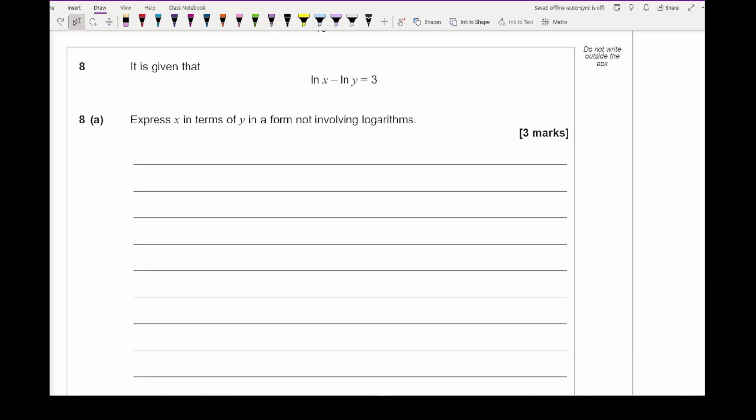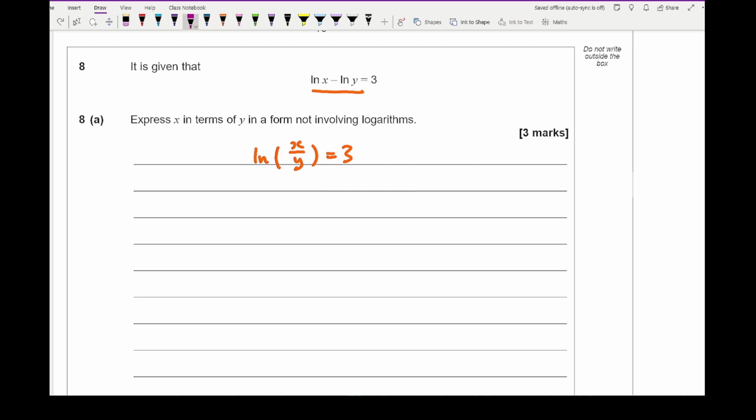Now moving on to question 8, it says it is given that ln x minus ln y equals 3, and for part A it's asking us to express x in terms of y in a form not involving logarithms. So for this, we can simplify the left hand side by writing this as ln of x over y equals 3.